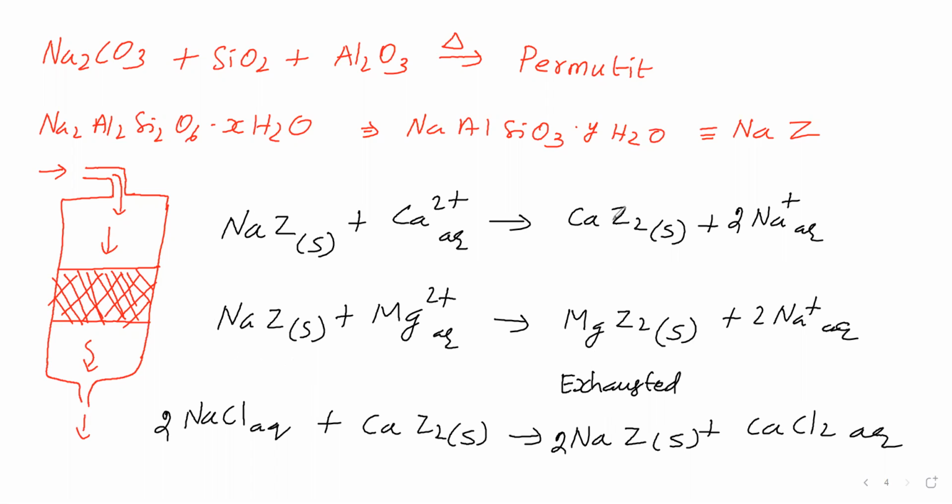Now after converting this into regenerated permutit, stop adding sodium chloride solution here and pass hard water. This hard water we can get as soft water. This method is called the permutit process. In this permutit process, in the resultant water, calcium ions, magnesium ions, and ferrous ions will not be present.